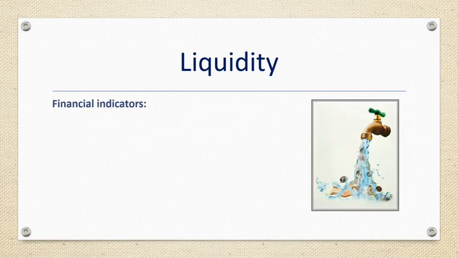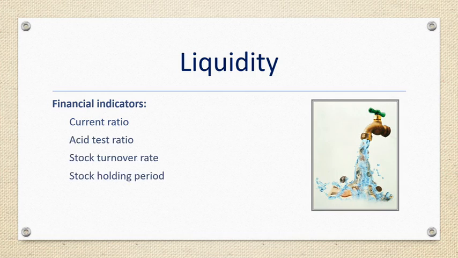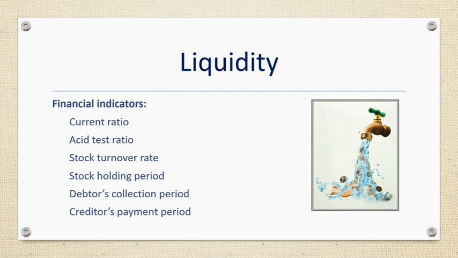And the financial indicators there will be your current ratio, acid test ratio, stock turnover rate, stock holding period, debtors collection period, and your creditors payment period. You can see the picture here. It is liquid, water flowing, money flowing. That is what liquidity is about. Now, normally those two go together, current ratio and the acid test ratio.